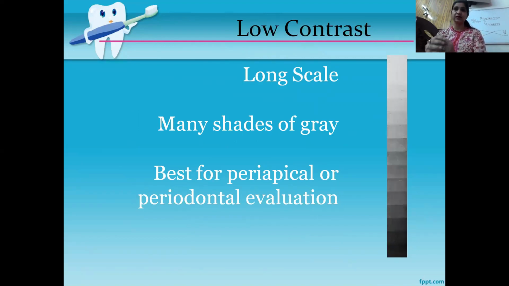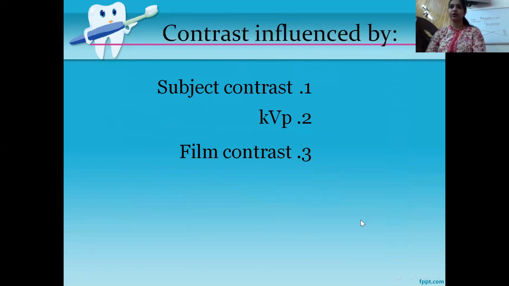evaluation of the interpretation of the IOPA film. So this is long scale. Then we can see the various shades of gray over here. Then contrast is also influenced by the KVP, the exposure parameter, and the film contrast.